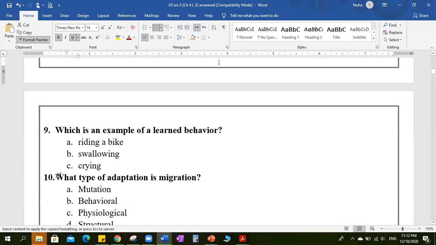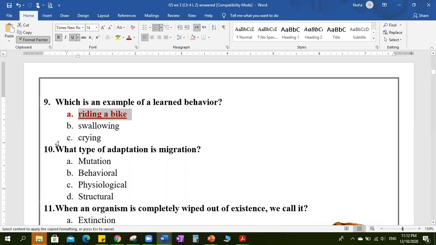Which is an example of a learned behavior? So we have two types of behaviors. Some behaviors are inherited, so they are passed to us by our parents, that we do not learn them, we're just born with them. And some behaviors are learned, like cats learning to hunt by their mothers. So in these choices, we have riding a bike, swallowing, and crying. Of course, riding a bike is the answer because we don't learn how to swallow or cry. These are behaviors we are born with.